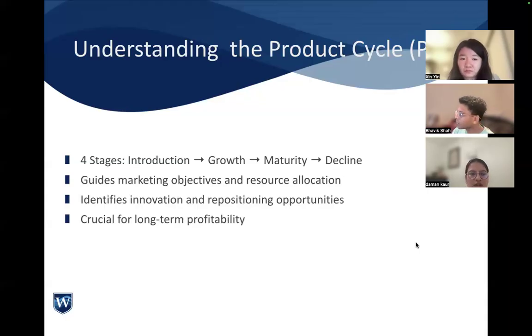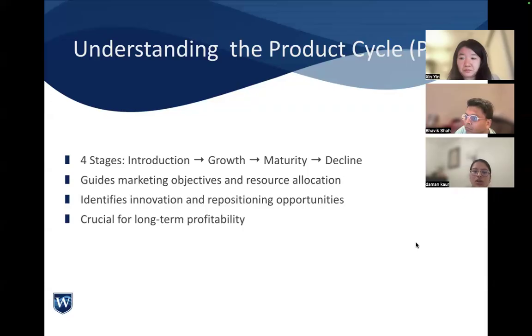The last stage is the decline stage, in which sales and profit begin to fall due to market saturation, changing customer preferences, and new technology. Companies can reduce the costs and marketing efforts.